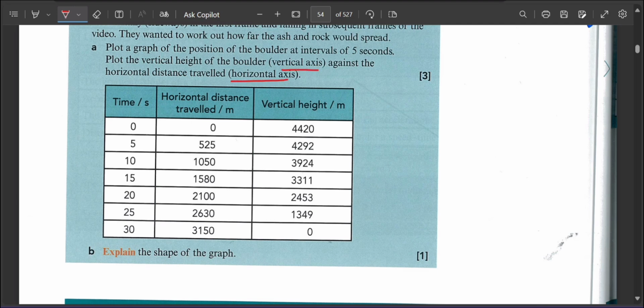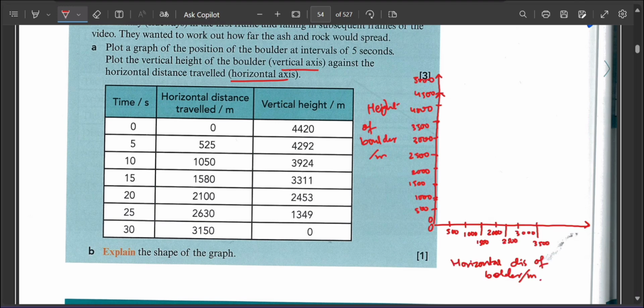Let's make it over here. Alright, so this is the graph that I have made. This is just the labeling that I did. I started at 500 because I can see the values start from 500 and go till 3150. That is the horizontal distance, so I kept it till 3500. And for the vertical height, I can see that it definitely starts from 500 and goes to 4500 and more. So 4420 is the maximum one here. So I have set all the ranges accordingly.